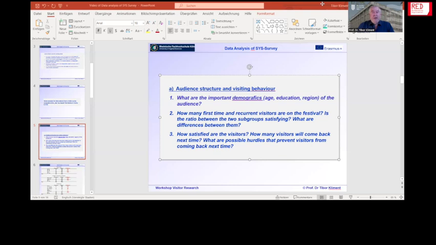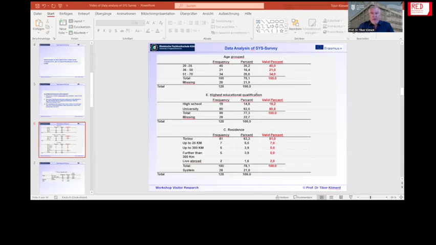And third, we want to know how satisfied our visitors are. This addresses also the questions, how many visitors will come back next time, and associated with this, what are possible hurdles that prevent visitors from coming back next time? So we'll look now at some tables we have created for this. Here we have analysis of the age, of educational qualification, and of place of residence of our audience of this film festival.